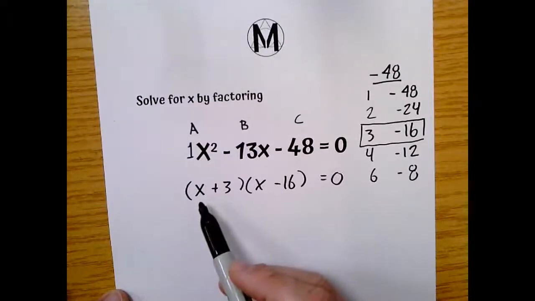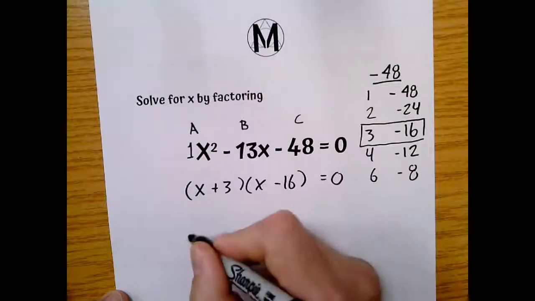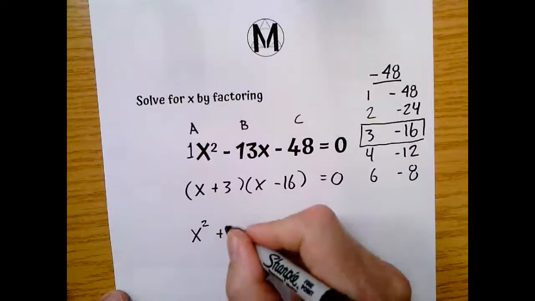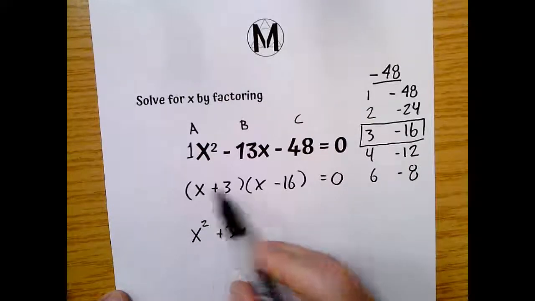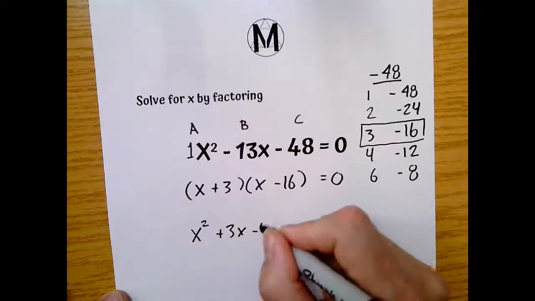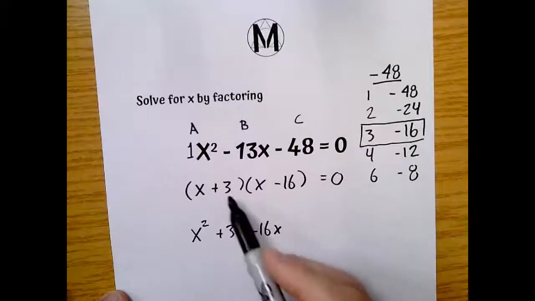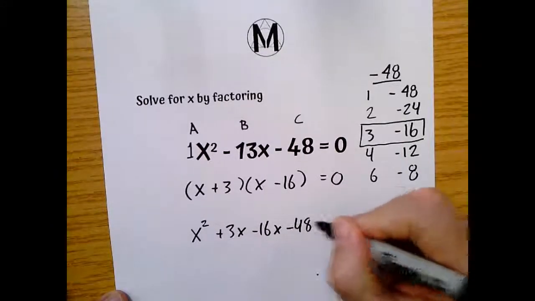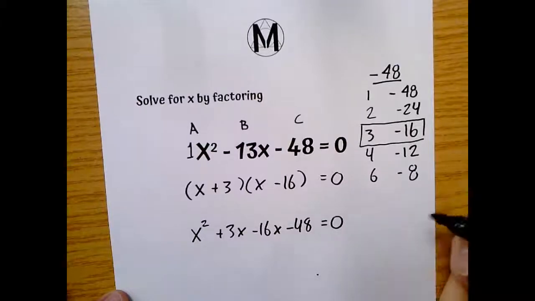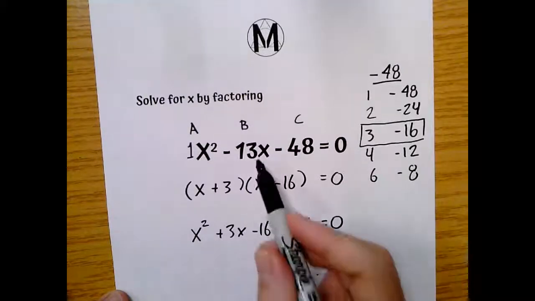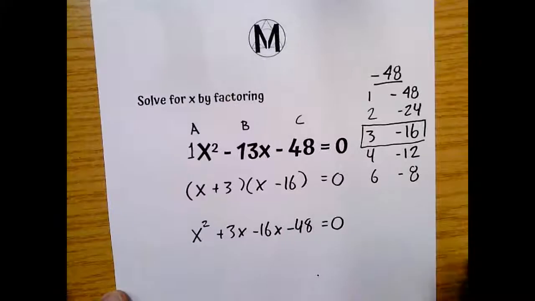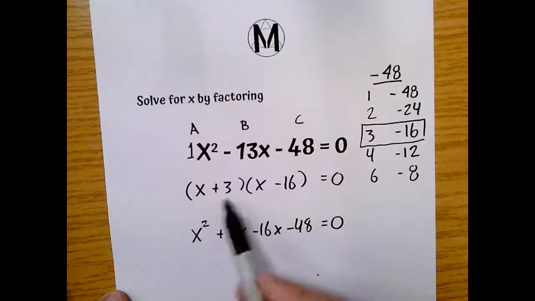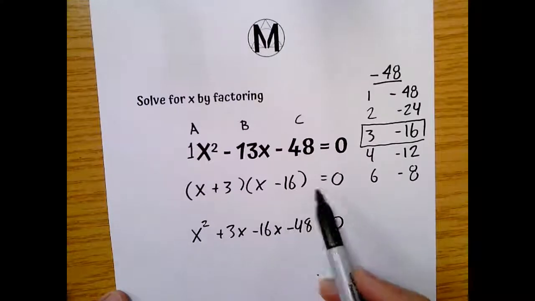So if I quickly FOIL this, x times x is x squared. 3 times x is 3x. x times negative 16 is negative 16x. And 3 times negative 16 is negative 48, which equals 0. And if you combine these, you'd get negative 13. And you see it's the exact same thing. So we're on the right path. So coming back here, we have x plus 3 multiplied by x minus 16 equals 0.